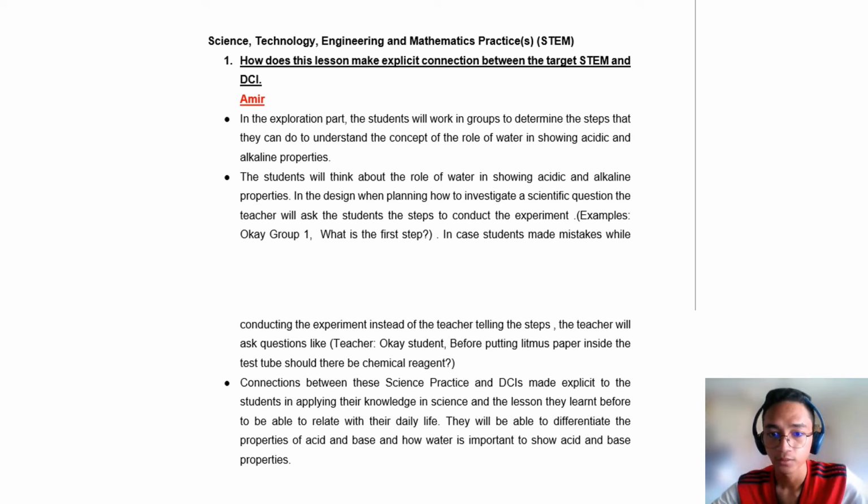The connection between this science practice and DCIs is made explicit to the students in applying their knowledge in science and the lessons they learned before, to be able to relate to daily life. The point here is that before they conduct the experiment or use the knowledge in their daily life, they have to know the basic concept or know how to do it. So they will be able to differentiate the properties of acid and base and how water is important to show acid and base properties.